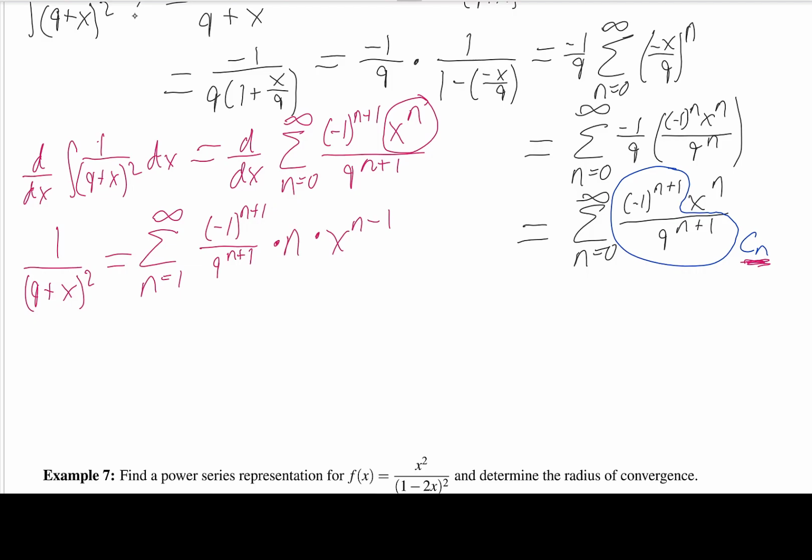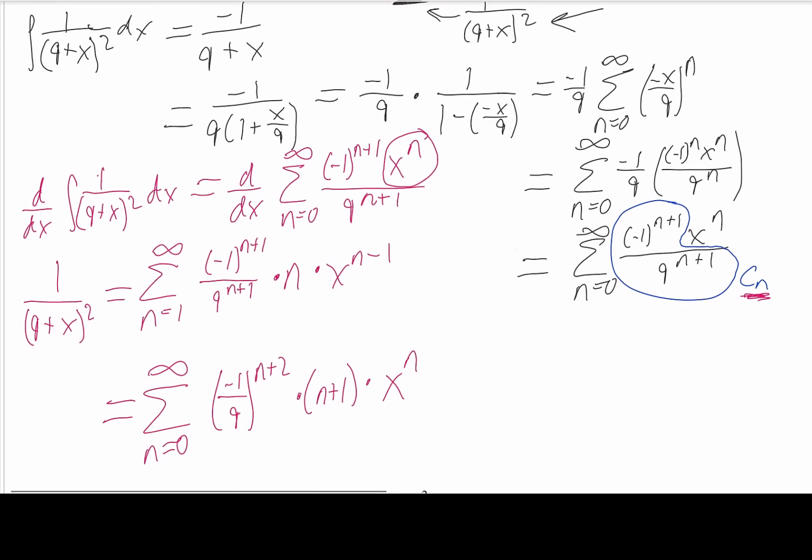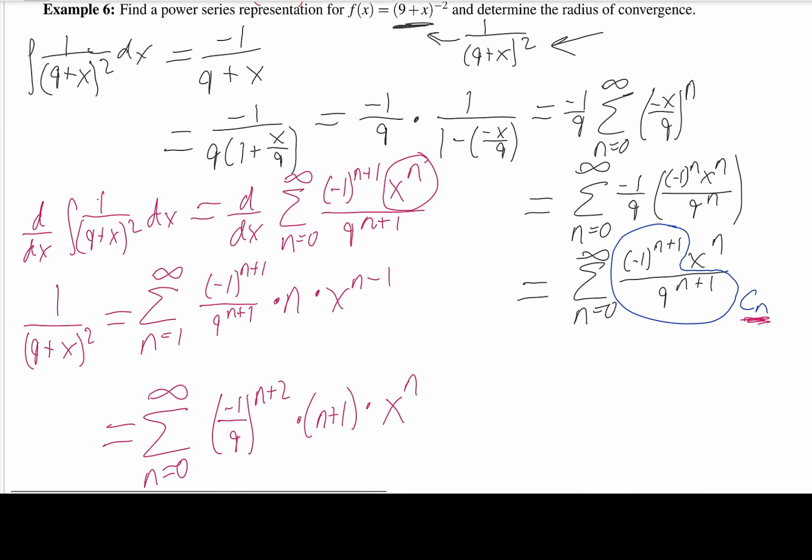Now I want to make this a power series, so I want it to start at n equals 0 to infinity. And so that means I need to add 1 to all of my n's. So this will become negative 1 over 9 to the n plus 2 times n plus 1 times x to the n. Right? So that is my power series representation for this f of x that we were given.